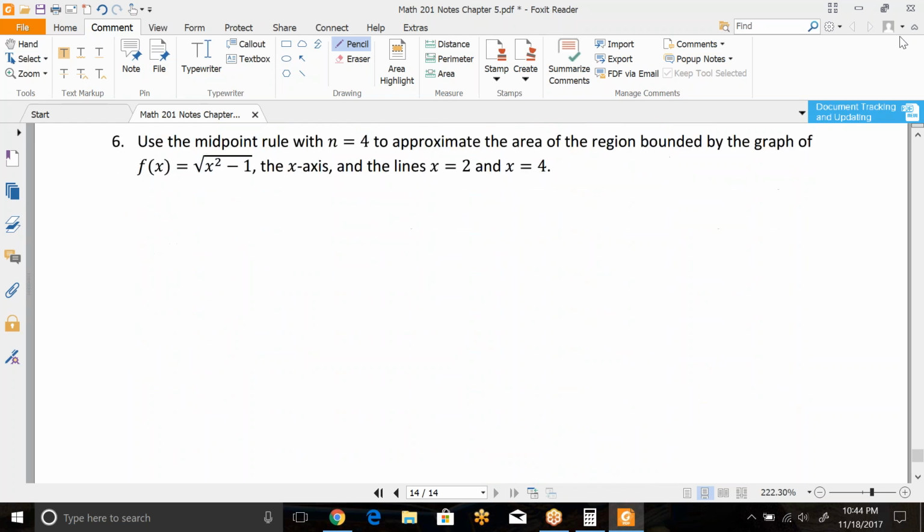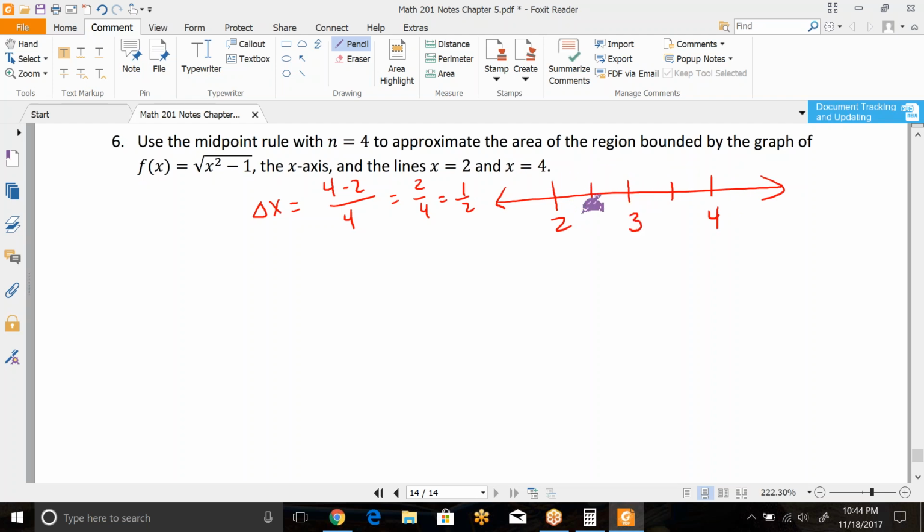So let's look at our last two. This one says use the midpoint rule with n equal to 4 to approximate the area of the region bounded by the graph f of x equals square root of x squared minus 1, the x-axis, and the lines x equals 2, x equals 4. So my delta x would be 4 minus 2 divided by the 4 subintervals, which is 2/4 or 1/2. So on my number line, if I start from 2 and go to 4, I know 3 is going to be in the middle. That's going to be one of them because I'm going by halves.